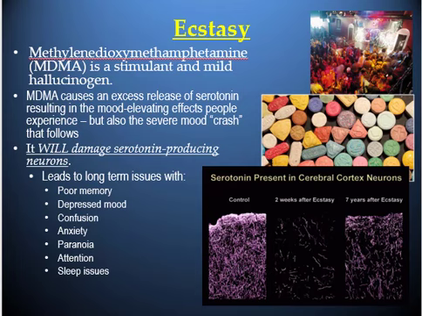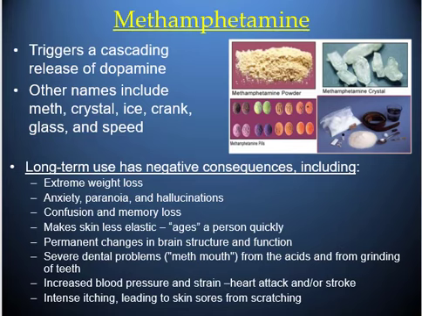One final stimulant drug is methamphetamine. Methamphetamine causes a cascading release of dopamine, and this is why the person feels the high or the rush that they feel. There's a lot of other names for methamphetamines, usually just abbreviated meth, but sometimes it's also called crystal or ice, crank, glass, speed. It's got a whole bunch of different names. It comes in a lot of different forms. There's a lot of long-term uses. It has a lot of negative consequences, again, not just for your brain, but for your entire body.